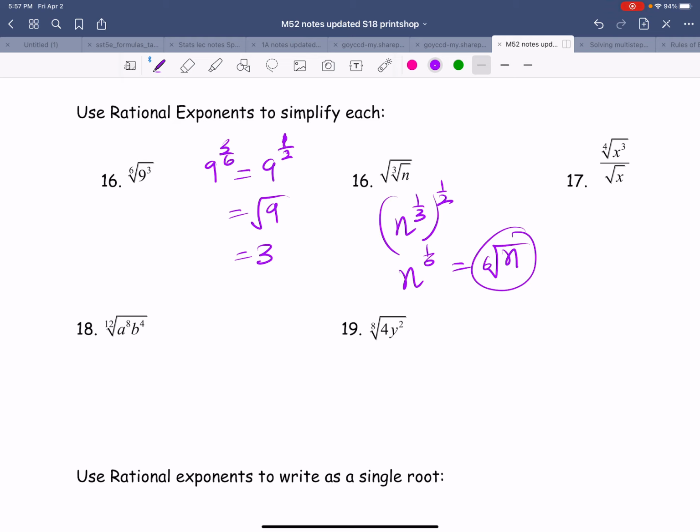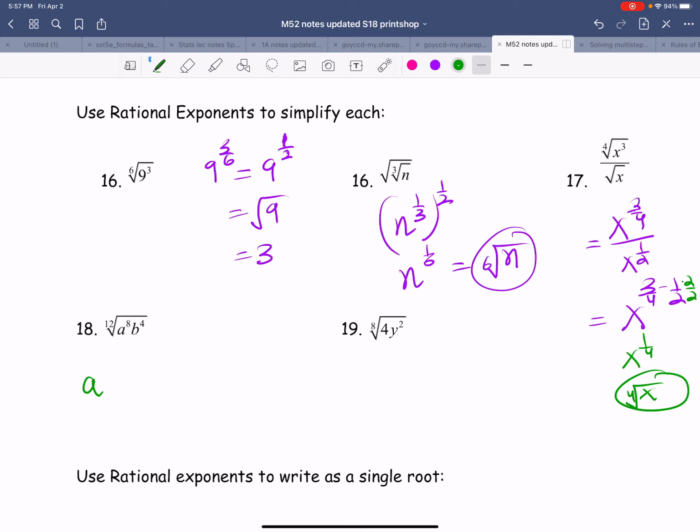Next, x to the power 3/4 over x to the power 1/2. We can subtract the exponents because the bases are the same. 3/4 minus 2/4 is 1/4. So x to the 1/4, which is the 4th root of x.